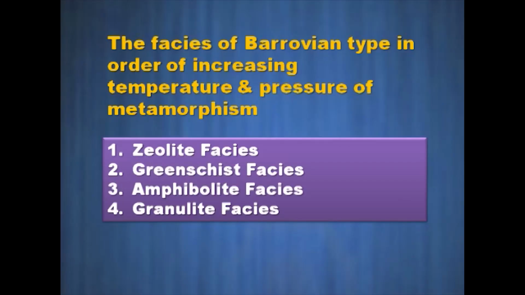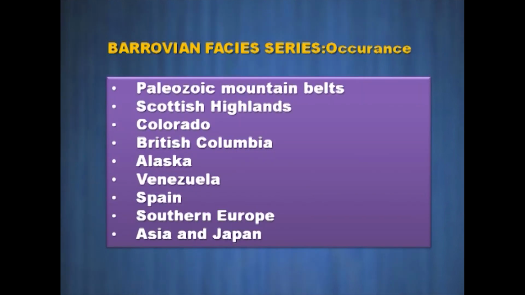The facies of intermediate pressure, or Barrovian type, are listed below in order of increasing temperature and pressure of metamorphism. That is, first zeolite facies, second greenschist facies, third amphibolite facies, and fourth granulite facies. The Barrovian facies series occur in a number of Paleozoic mountain belts as well as in some of the Precambrian age. The classic region is the Scottish Highlands. Other belts with Barrovian rocks occur in Colorado, British Columbia, Alaska, Venezuela, Spain, Southern Europe, Asia, Japan, etc.